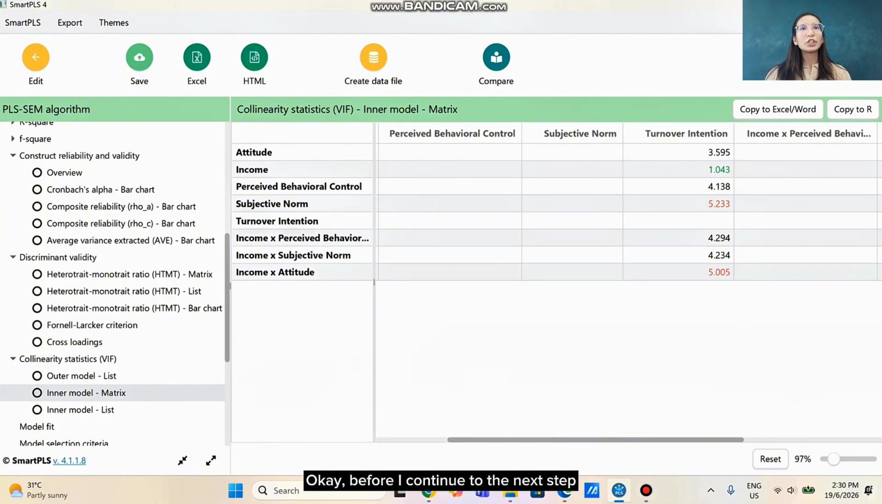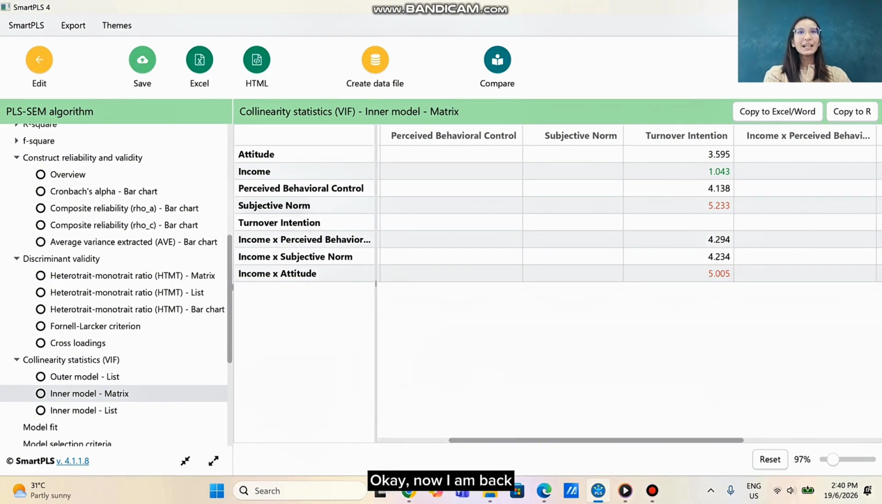Okay, before I continue to the next step, I want to do a quick time check. It's now 2:30, and I have been working for about 30 minutes. At this point, I feel a bit tired because I have already completed several steps and solved the income scale issue early. So I will take a short 10-minute break to avoid a careless mistake later.